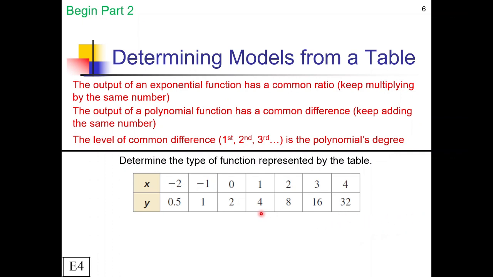So we also want to look at common ratios. 1 divided by 0.5 is 2. 2 divided by 1 is 2. 4 divided by 2 is 2. I mean, we're seeing a pattern here, right? We've got a common ratio of 2 here. 2 times 8 is 16. 2 times 16 is 32. Since we have a common ratio, that proves, based on the data that they've shown us anyway, that this has to be an exponential function.